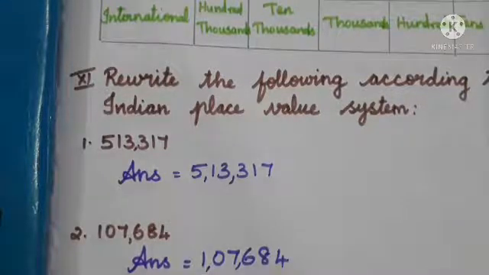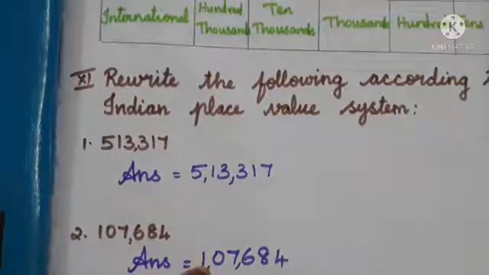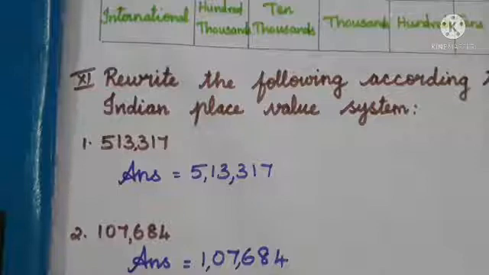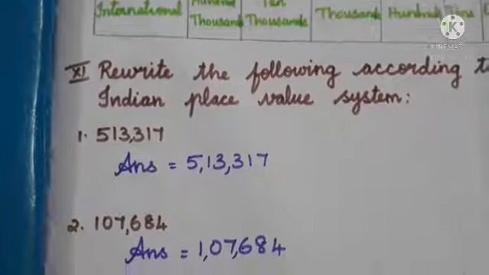Next we have 1 lakh, isn't it? So how can we read this in the Indian system? We can read it as 1 lakh 7,000, 1 lakh 7,600, okay, 684, 1 lakh 7,684. Did you understand? This one is very easy only, isn't it? Then look at the next one.